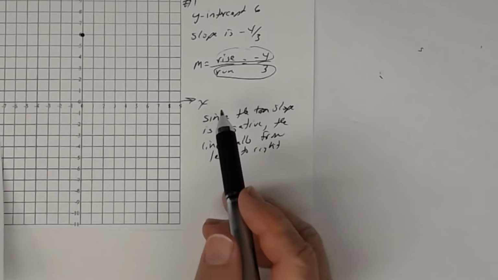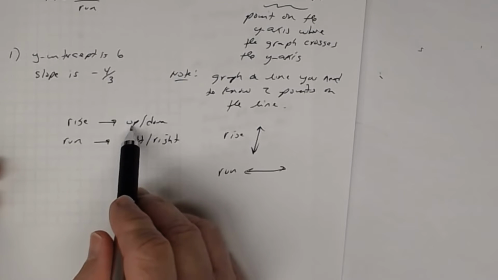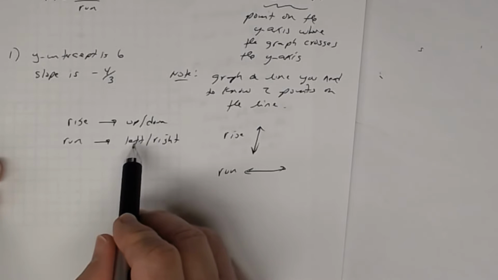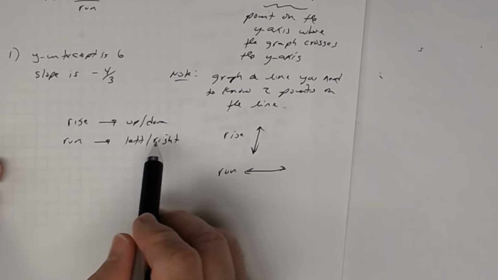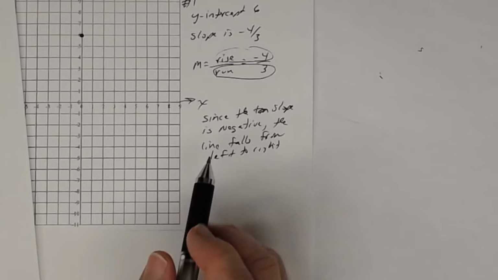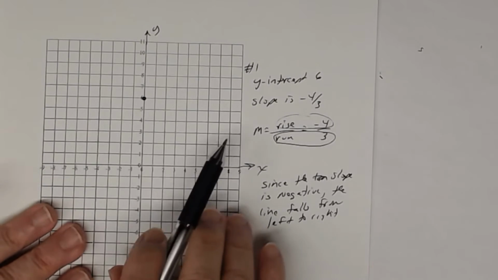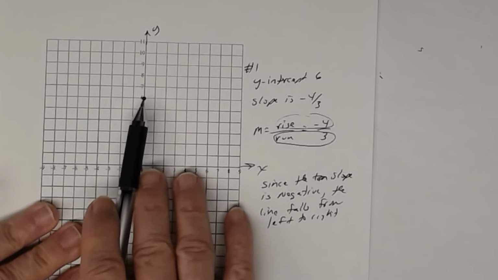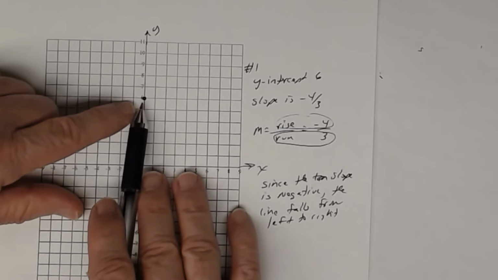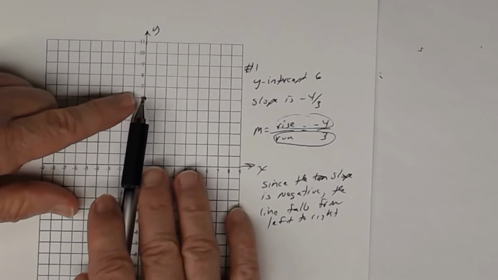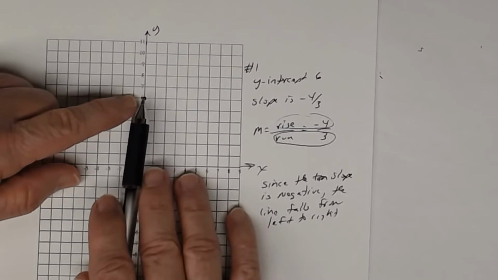Okay, now let's talk about how do we know whether to go up, or down, or to go left or right. All right, so notice my rise is negative. Always, when finding the other point, always start at the point you already know. So I already know my y-intercept. I already know one of my points.